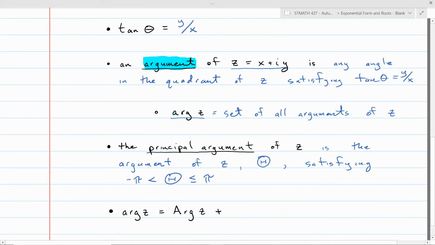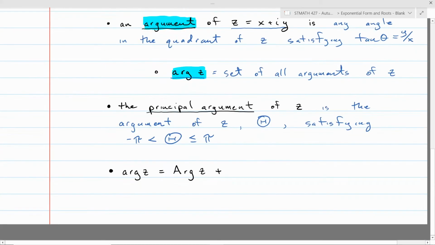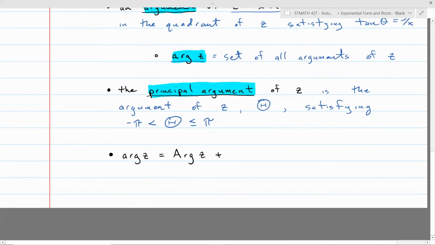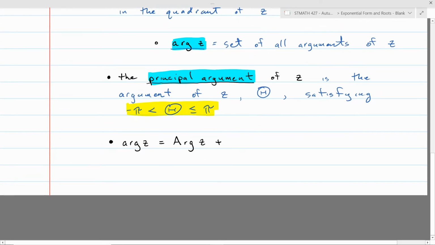The notation arg z here indicates all the arguments, so there's a whole collection of them where they're just all separated by multiples of 2 pi. And then there's the principal argument. It's just that one special argument from all the infinity of arguments that you have for z that falls in this particular interval here: negative pi to positive pi, left-hand endpoint not included, right-hand endpoint included.